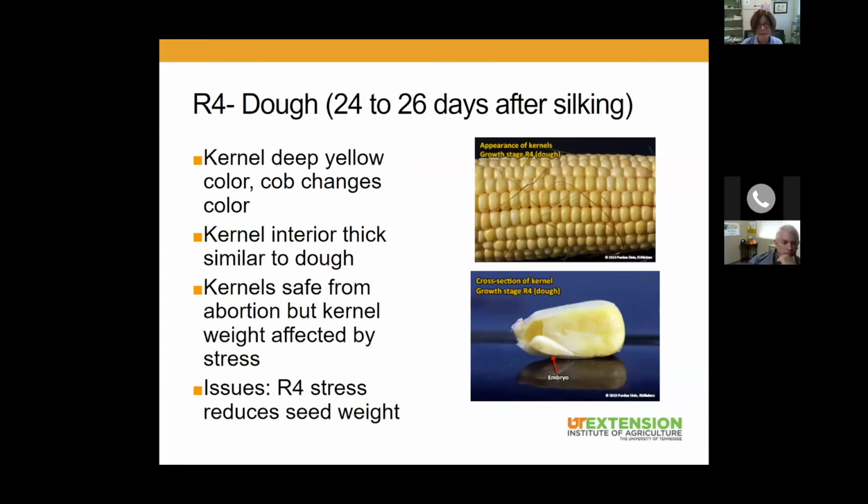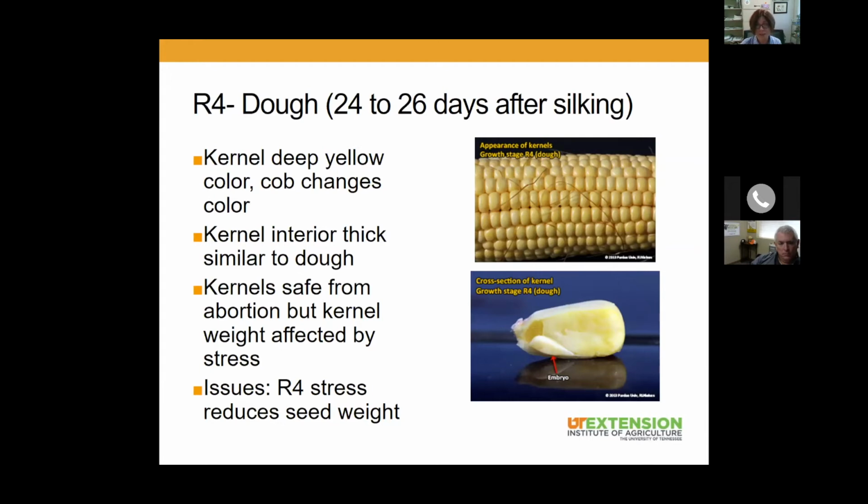So the next couple of stages, R4 and R5, doe and dent. And basically at this point, the kernels that are on the ear are going to make something. It's just a matter of how much that plant can put into those seed. So between R4 and R5, seed weight or seed size is determined. Test weight, for example, is going to be determined.